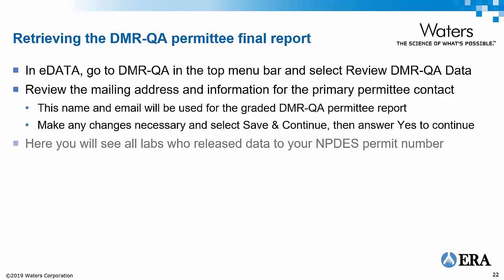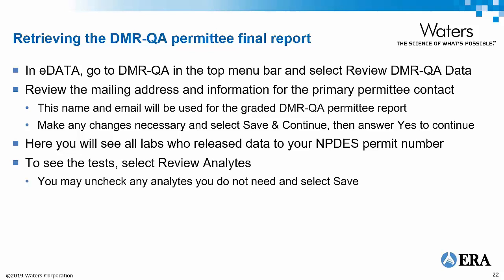Here you'll see all labs who release data to your NPDES permit number for this year. You can look at the lists, you can select Review Analytes, you can even uncheck any analytes you do not need, and then select Save. You might not have to do any of this, but if you want to see if your contract lab has released their data to you, what tests they've released, you can look this up. You can call us up. We'll help you navigate this screen.